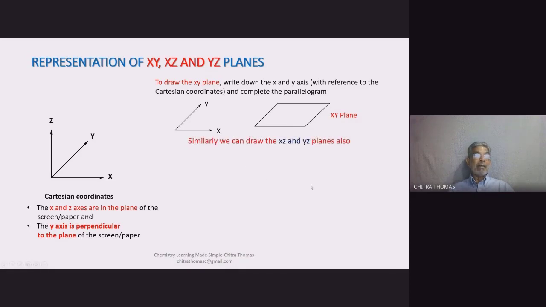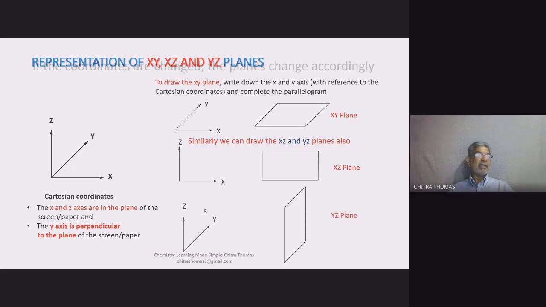Similarly, we can draw the XZ and YZ planes also. Now you draw the XZ and YZ planes. This is X and Z. Complete that. This is the XZ plane. Then this will be the YZ plane. So this is how you represent the mutually perpendicular planes in two dimensions.